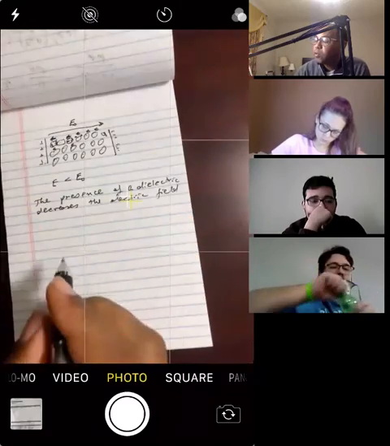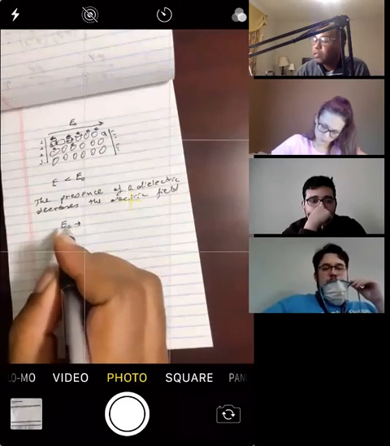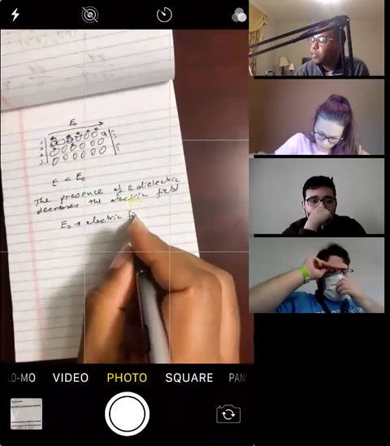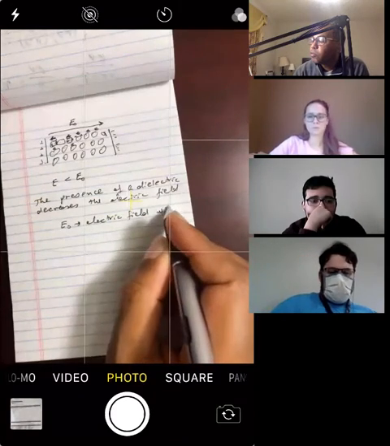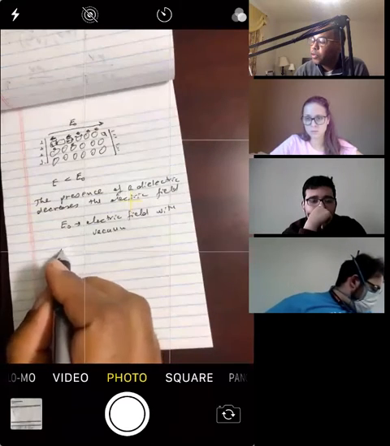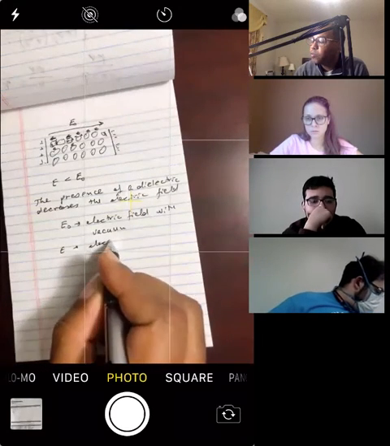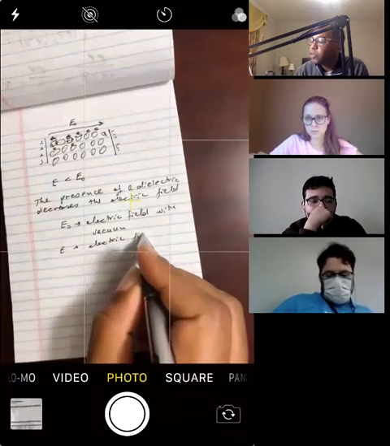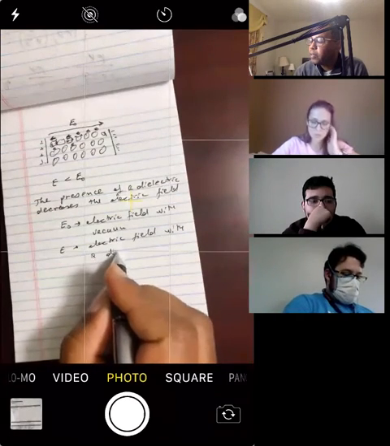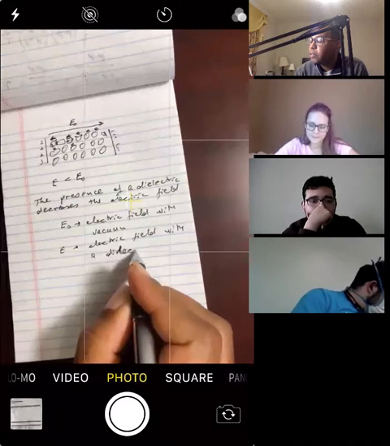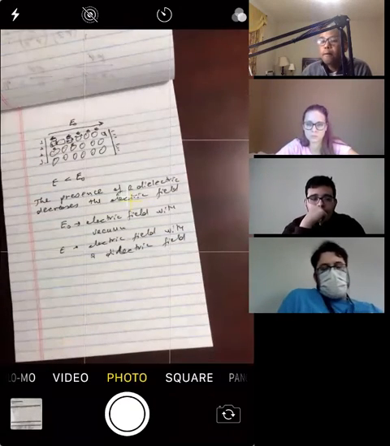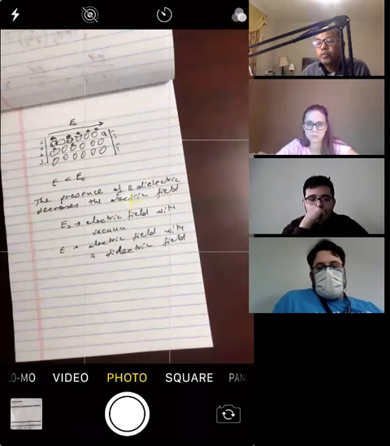So that's what we have. This one over here is the electric field without dielectric, or with vacuum or air. And this one over here is the electric field with a dielectric, the insulator. We just conclude that the electric field with the dielectric is smaller than the electric field with vacuum.